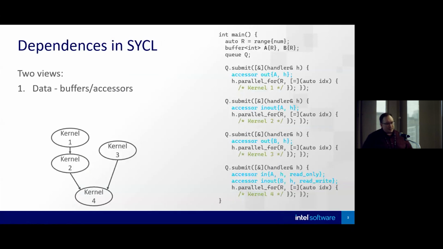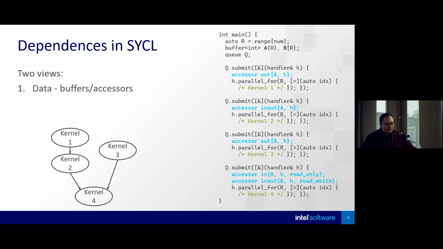So in SYCL, there's really two ways you can think about dependencies in your programs. The first is you can have a data-centric approach. And this is most commonly used when you're using the buffer accessor model in SYCL. So for this example, we have a bunch of different kernels, and we have a couple buffers, A and B. And let's just declare all these kernels and look at the DAG that we get as a result of this.